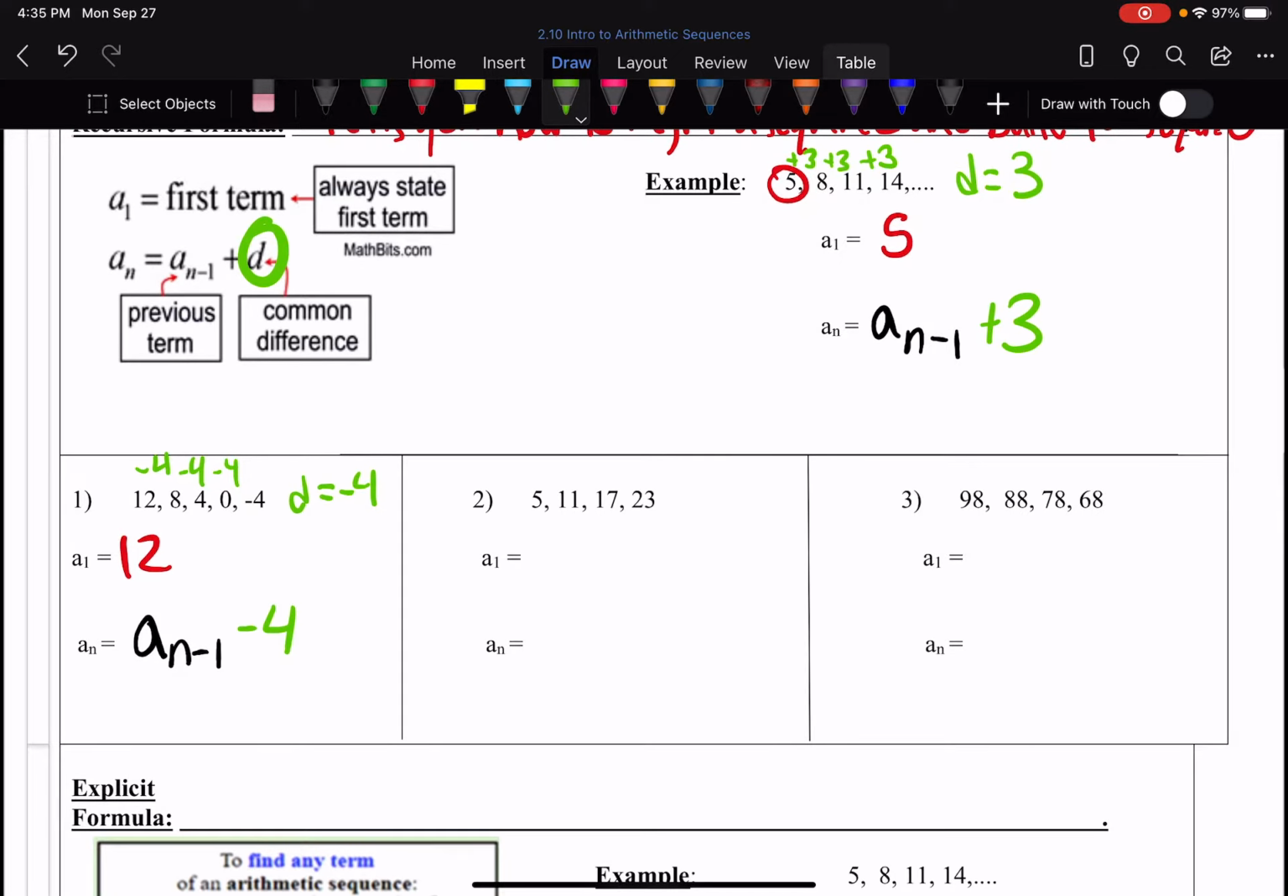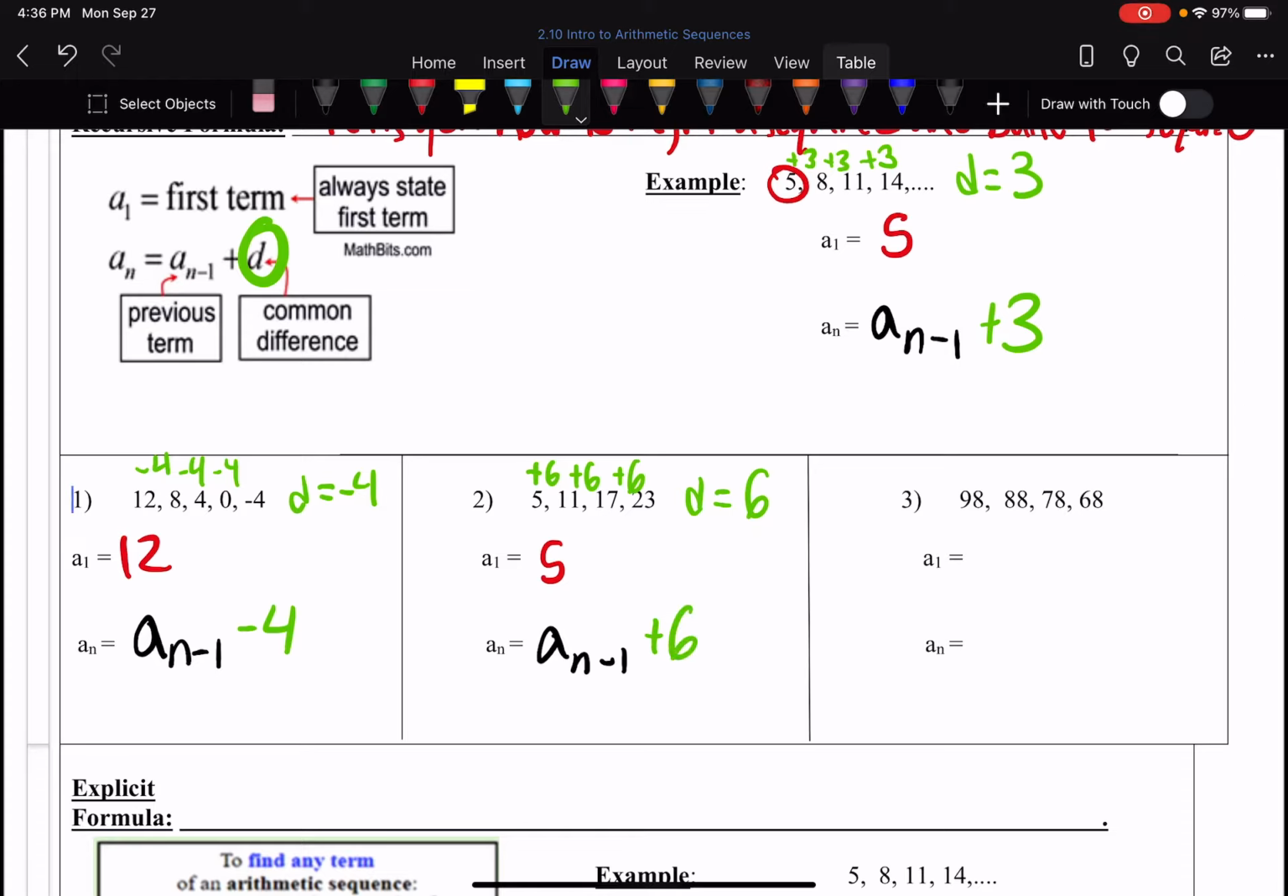For the second sequence, we had 5, 11, 17, and 23. Our a sub 1 is 5. And now we have to find our common difference. Well, 5 to 11, we're adding 6. 11 to 17, we're adding 6. And 17 to 23, we're adding 6. So our common difference is equal to 6. So our recursive formula is a sub n minus 1 plus 6.